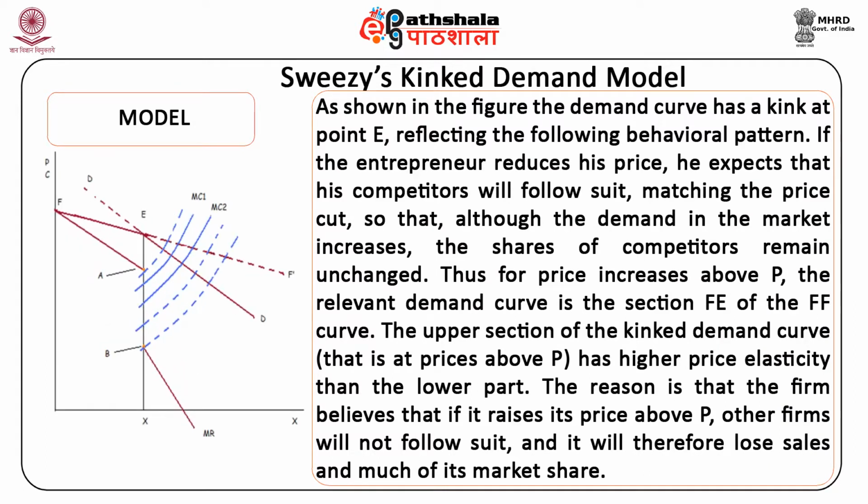As shown in the figure, so long as MC passes through the segment AB, the firm maximizes its profits by producing P and X. This level of price and output is compatible with a wide range of costs. Thus, the kink can explain why price and output will not change despite changes in costs within the range AB defined by the discontinuity of the MR curve.